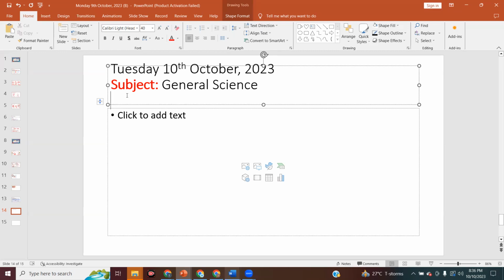How many phyla of invertebrates do we have? We have 5, sir. Nope, we have 5 for vertebrates. For invertebrates, how many do we have? 8. Very good. All right, 8.